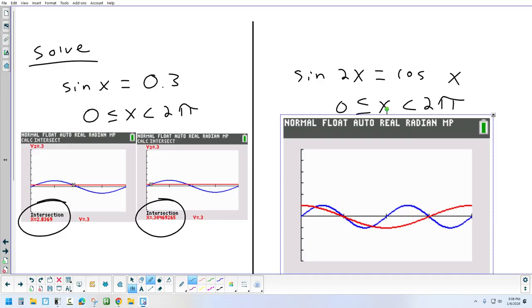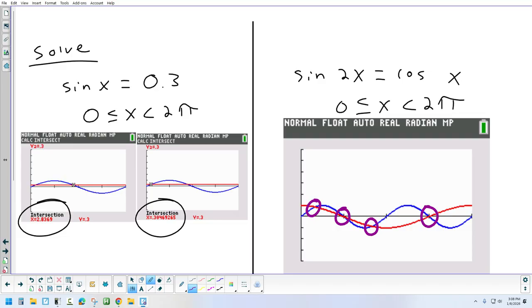We get 4 different answers: 1, 2, 3, 4. And we'd have to do second calc intersect for each one of them. Any question how you would do the intersect 4 times to get all of them? Any questions on how to solve trig equations using the calculator?